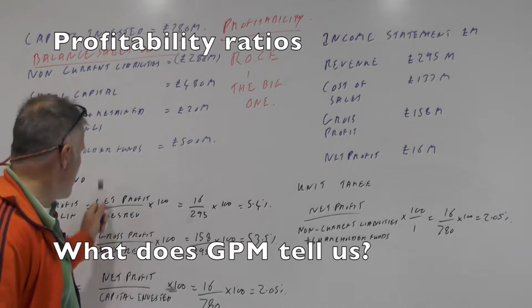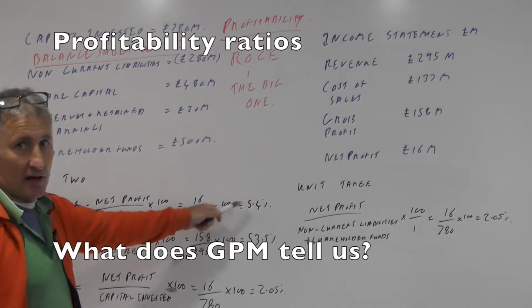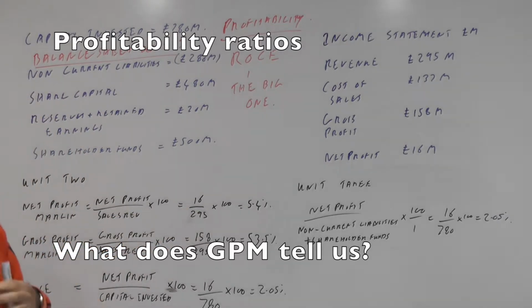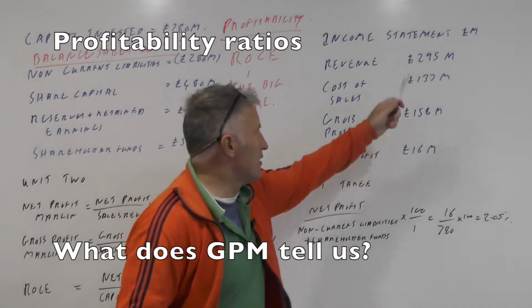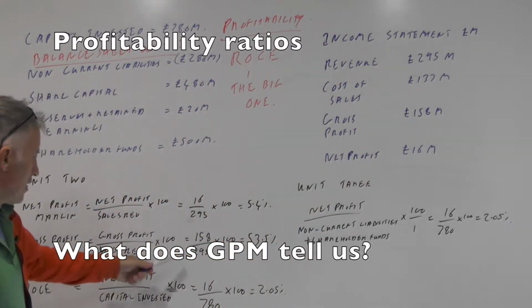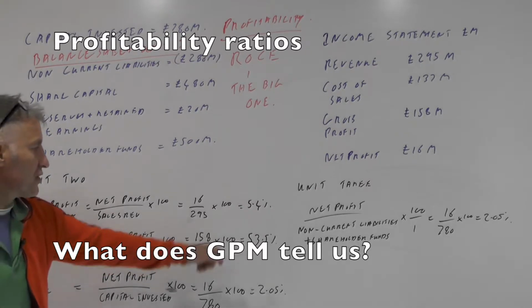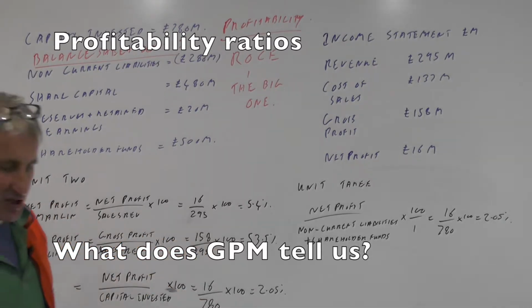So to work out the 3 profitability ratios, we just go 16 million divided by the sales revenue 295, and if we do that, 16 divided by 295, that comes out as 5.4%. Quite a low net profit margin really. If we do the gross profit margin, then that's 158 million divided by 295 million, 158 divided by 295 times 100 is equal to 53.5%.